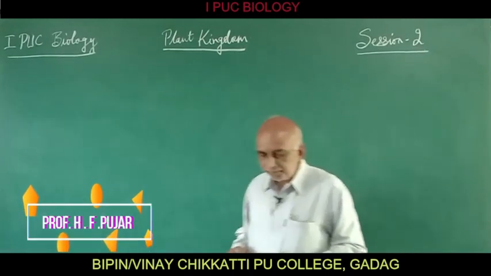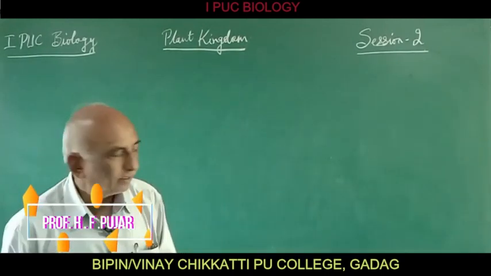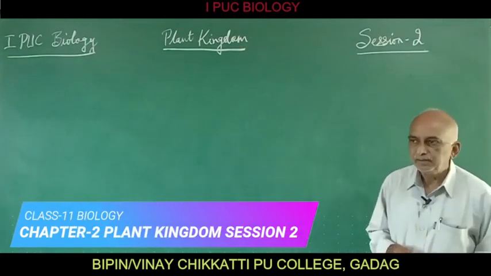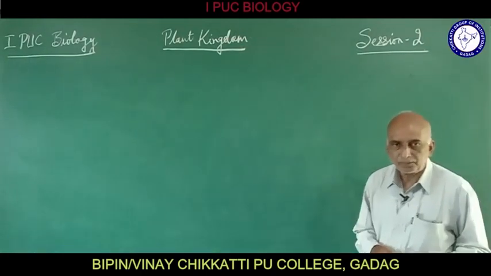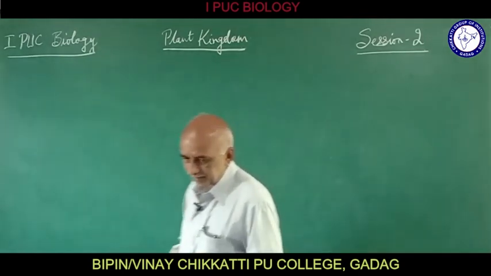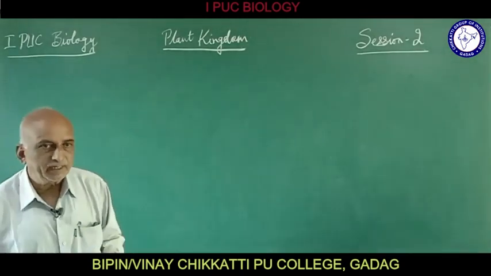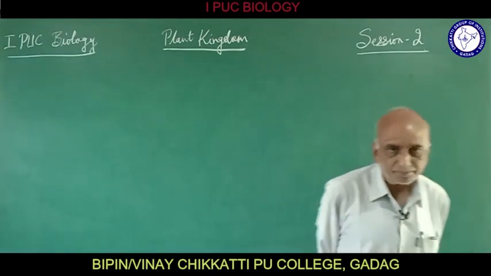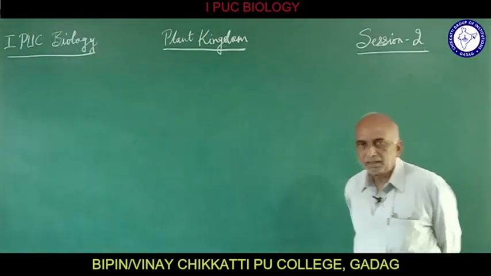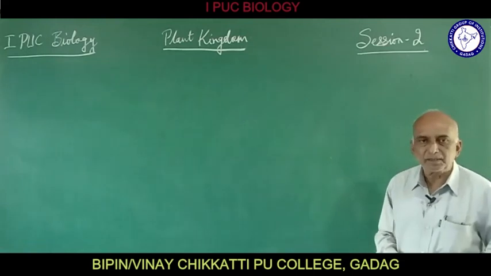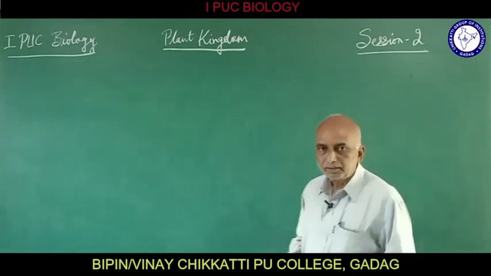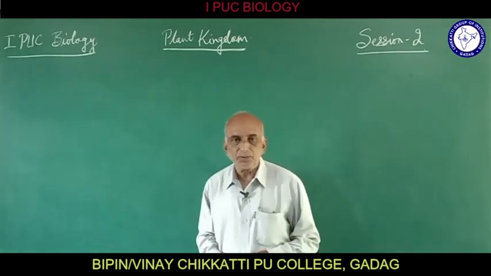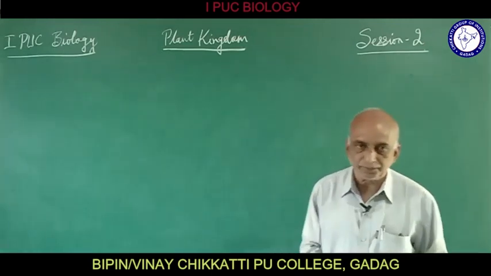So in the plant kingdom, we have studied different groups of organisms like algae, bryophytes, pteridophytes, gymnosperms and angiosperms. So far we studied about algae in the plant kingdom. Algae are a group of organisms which are thalloid. The plant body is a thallus, not well differentiated into stem, root and leaf.